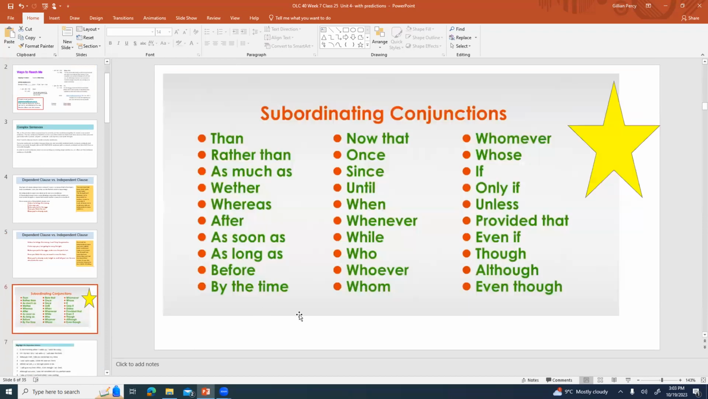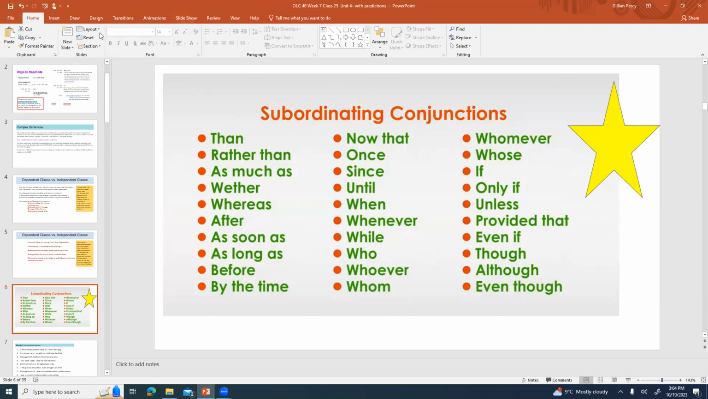Okay, so here is an example of subordinating conjunctions. This is not all of them, because there are a lot of phrases that end up working as a subordinating conjunction, but these are some of the common ones. Than, rather than, as much as, whether, which for some reason is spelled incorrectly, I apologize, whereas, after, as soon as, as long as, before, by the time, now that, once, since, until, when, whenever, while, who, whoever, whom, whomever, whose, if, only if, unless, provided that, even if, though, although, even though.